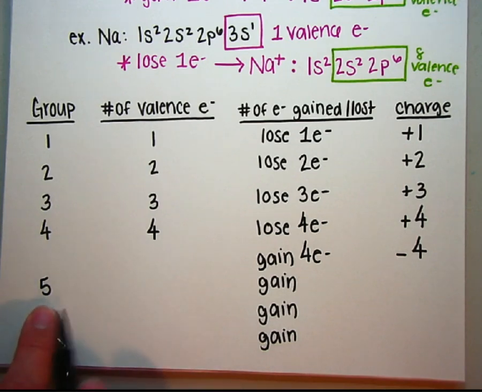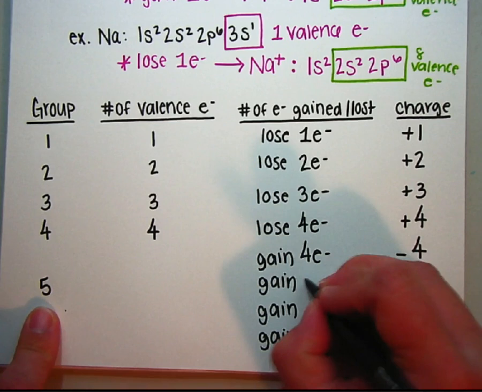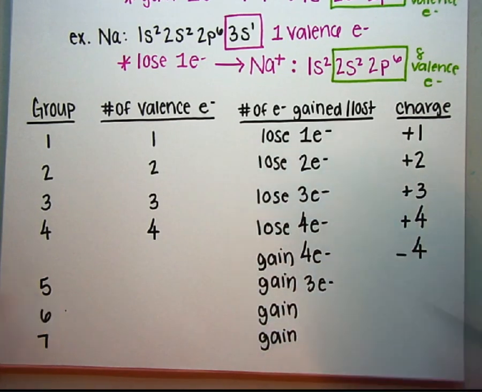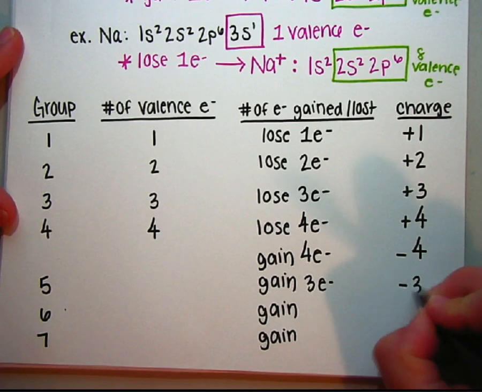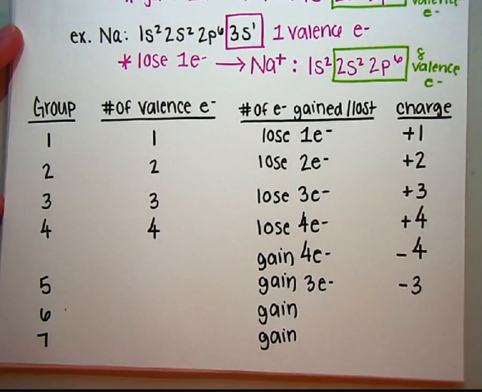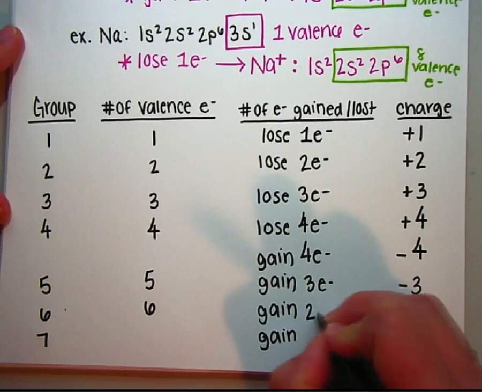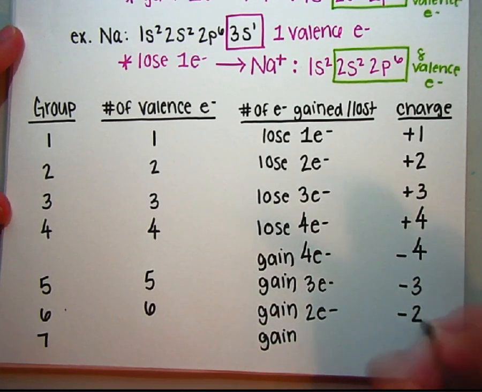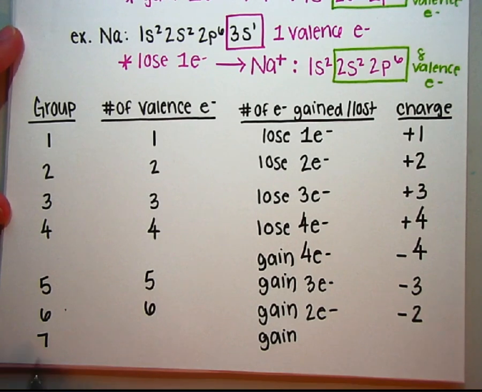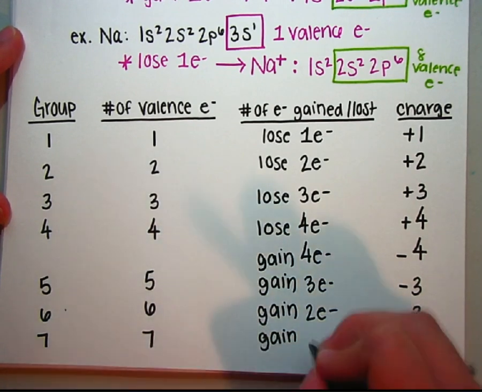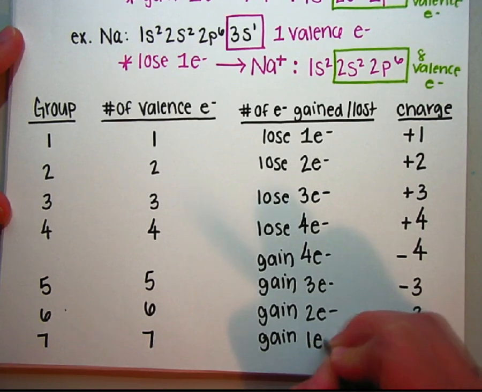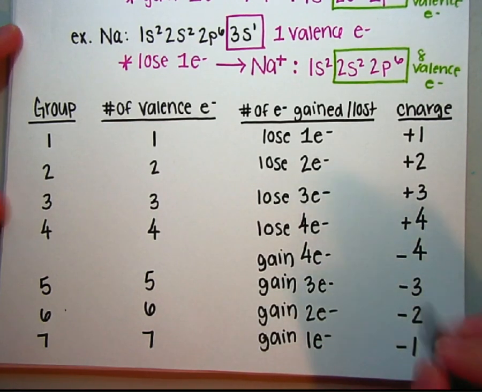All right, remember the goal is to get to 8 valence electrons. Elements in group 5 have 5 valence electrons. They want 8. That means they're going to have to gain 3 electrons. If they're gaining 3 electrons, their charge would be -3. Elements in group 6 have 6 valence electrons. They want 8 electrons, so they need to gain 2. Their charge would be -2. Elements in group 7 have 7 valence electrons. They want 8, so they are going to gain 1 electron. Therefore, the charge will be -1.